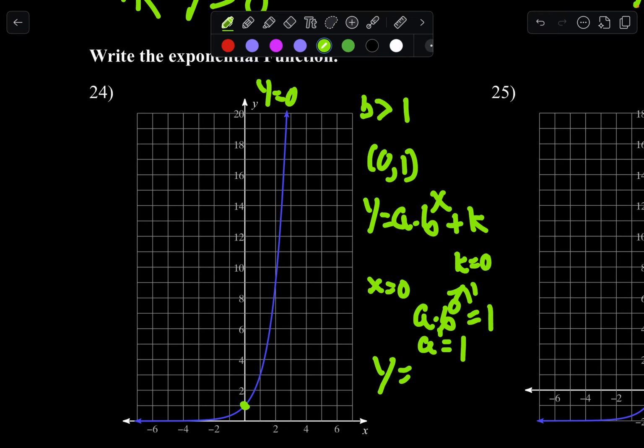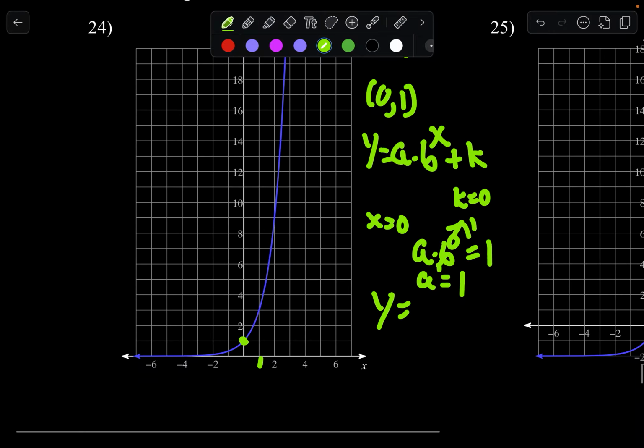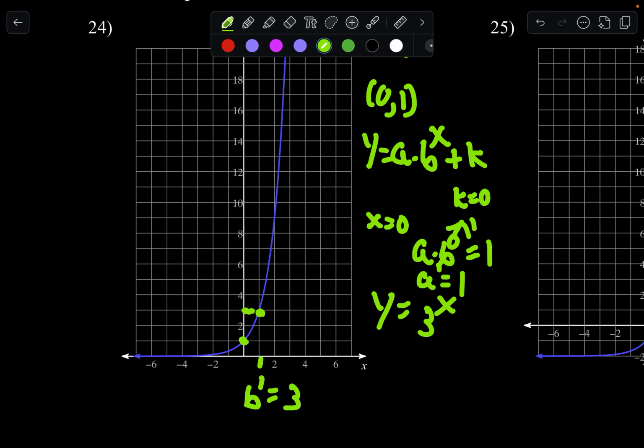Now, to get b, I didn't mention this. To get b, you look at when x is 1, because that gives you b to the first. So we get here b to the first is equal to 3. And that tells you what b is. So this is y equals 3 to the x. You could check it real quick. Plug x equals 2. This graph says that you should be at 9, and 3 squared equals 9. It works. So that's the equation.